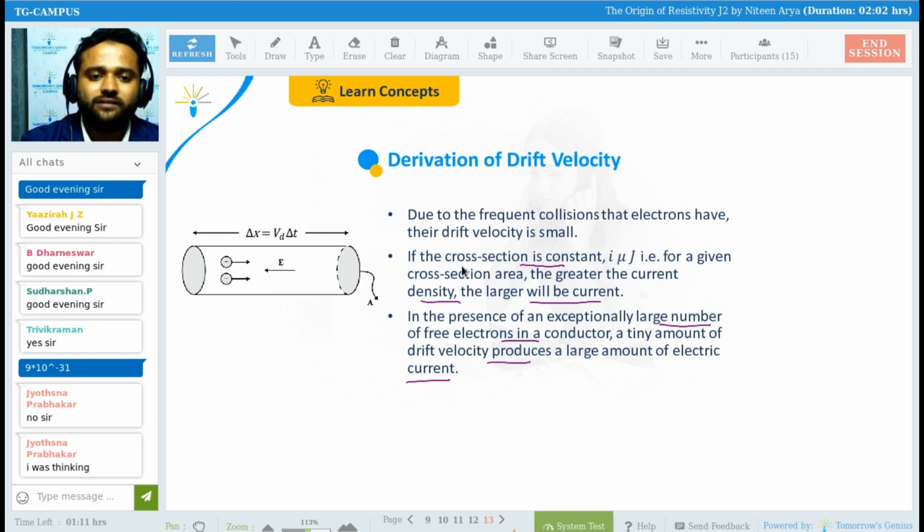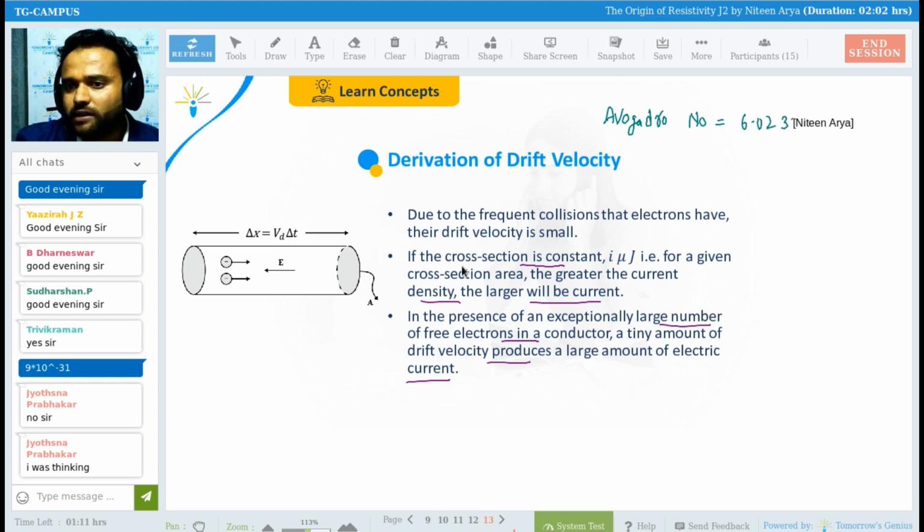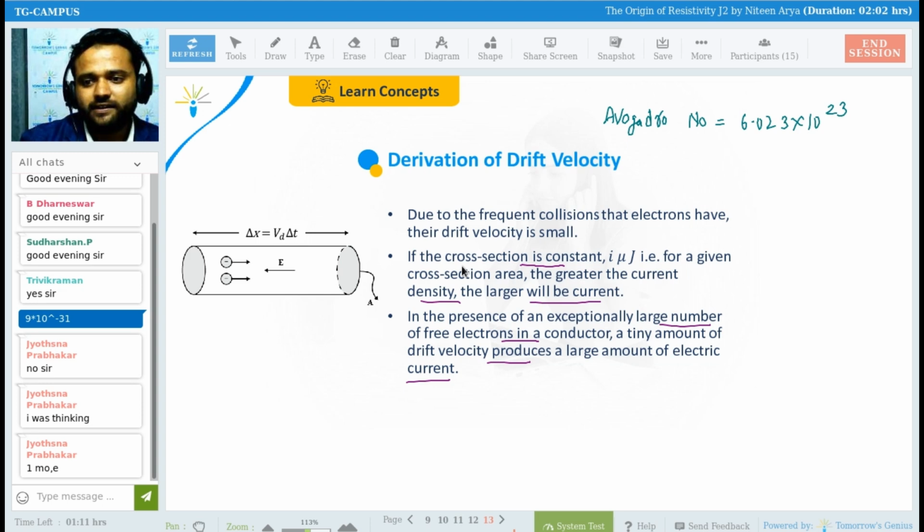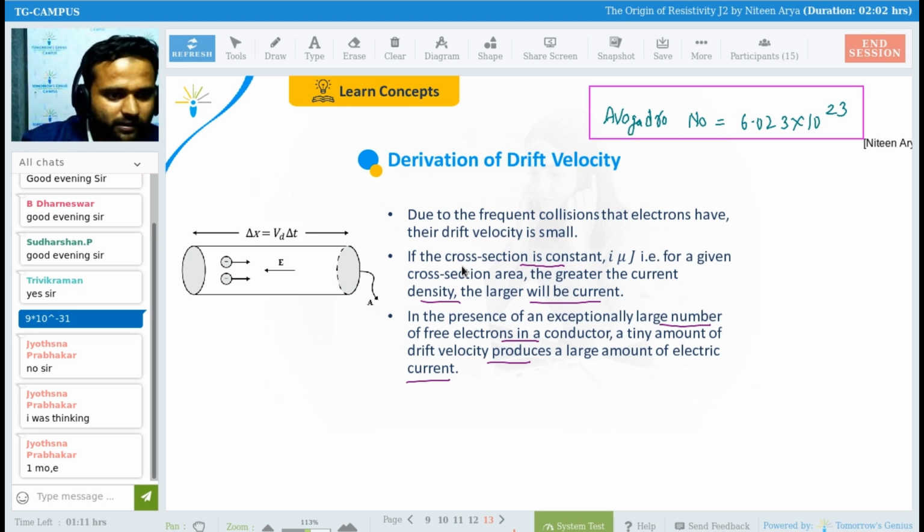What is the Avogadro number? Anyone please tell me. Avogadro number, what is it? I just remember 6.023 into 10 to the power 23. Is this correct? I'm always confused in this. Is this correct with everyone? Why should I write it down? Where from? 1 mole.